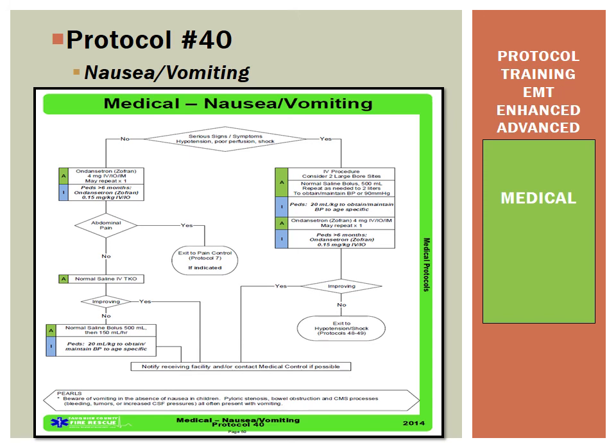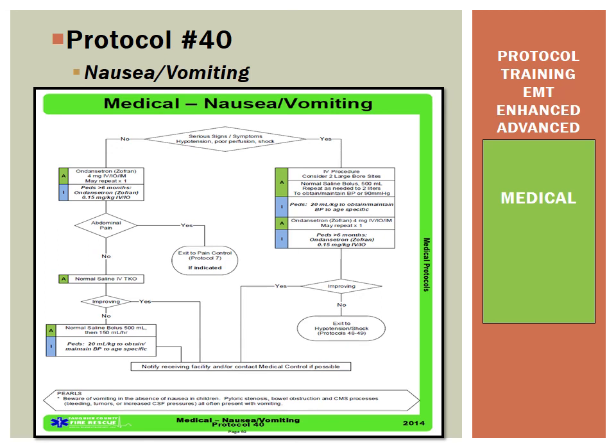And then you can treat your patient with the ondansetron or Zofran at 4 milligrams IV, IO, or IM. If there are no serious signs and symptoms of hypotension, poor perfusion, or shock, then go ahead and treat your patient with the ondansetron at 4 milligrams IV, IO, or IM, may repeat times 1.